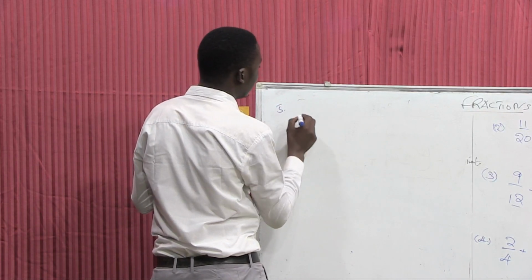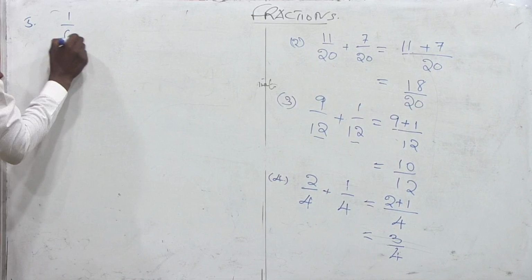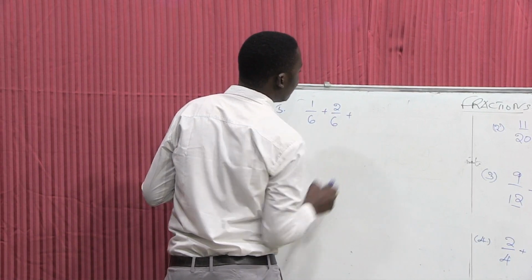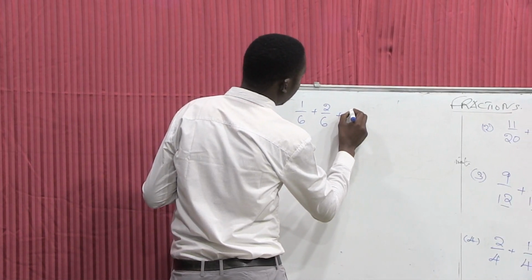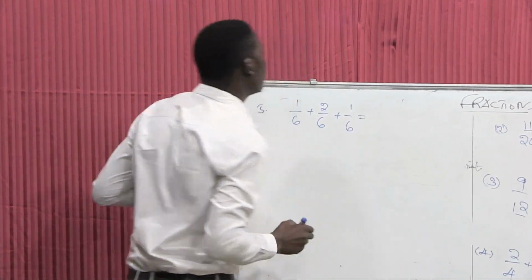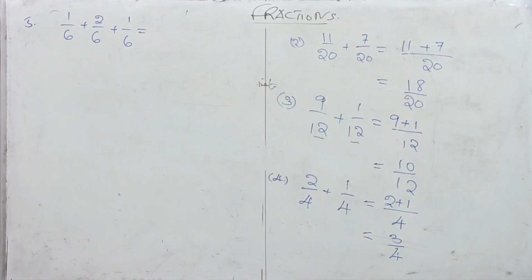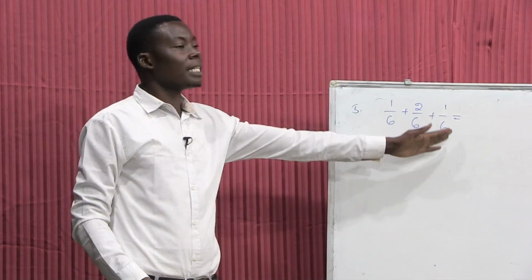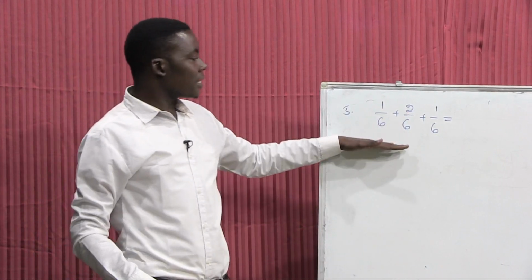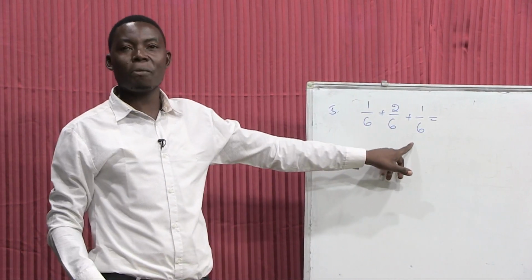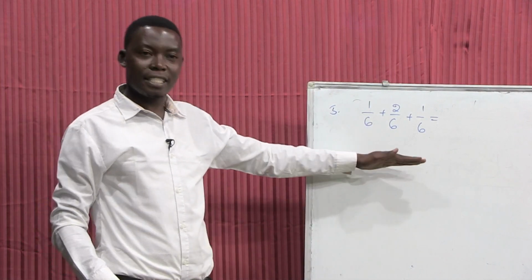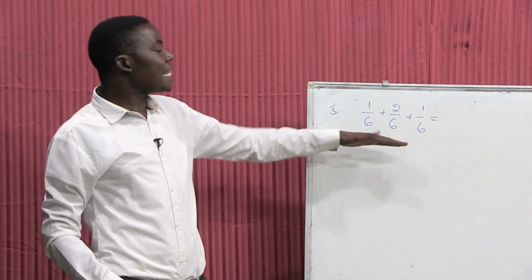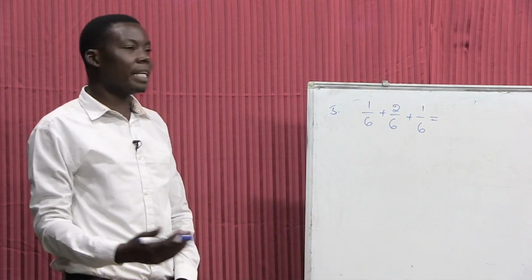Example 5, add 1/6 plus 2/6 plus again 1/6. You have this fraction plus this fraction plus this fraction, but all these fractions contain the same denominator. Our denominator in our fractions is 6. So it is very easy to add this one. Very, very simple.